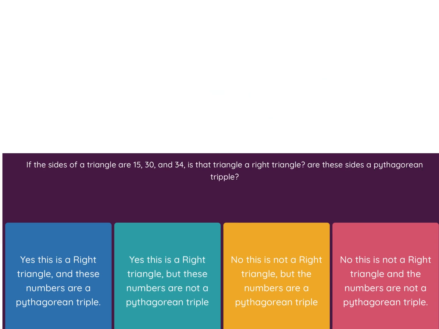Okay. How about this one? The sides are 15, 30, and 34. So we're going to set it up. How do I set it up? Somebody help me here. What do I write? 15 squared plus 30 squared equals 34 squared.